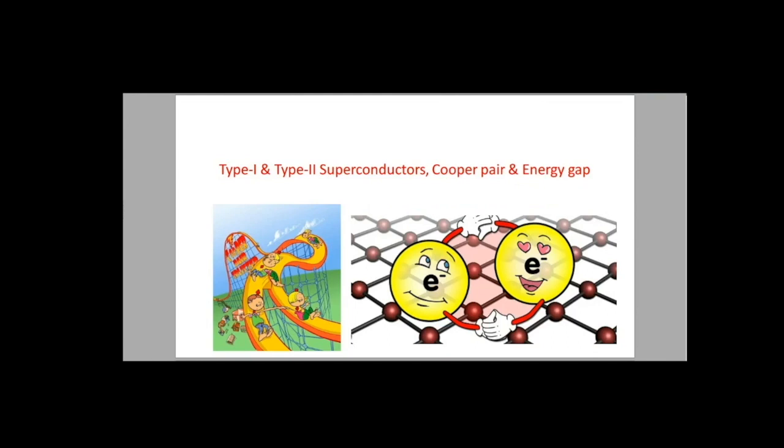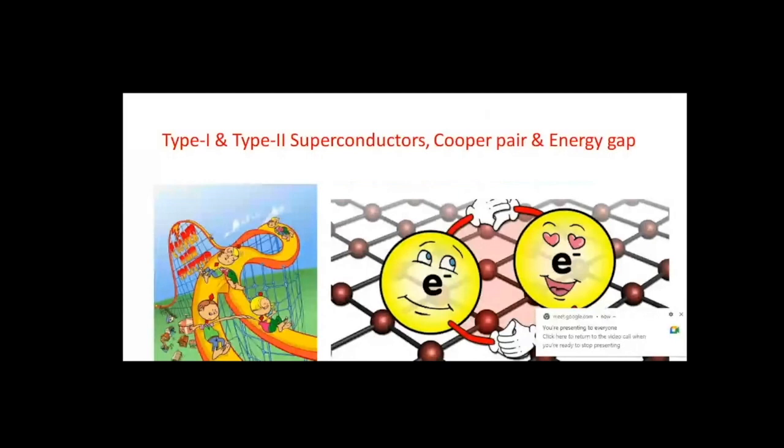So in the morning class, we were discussing the Meissner effect and other related phenomena, like how the Meissner effect occurs in superconducting material, and how superconducting materials are different from ideal conductors. That is what we looked at in the morning session. So now we will look at type 1 and type 2 superconductors and how these are classified, and what is the necessity of classifying. We'll look at that in this class.